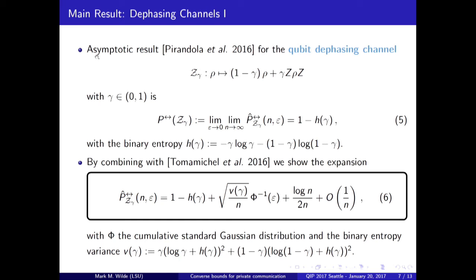So the first term here is the private capacity, and then the second order term is the backoff from capacity for finite n. So if epsilon is less than a half, then this function right here is negative. This is the inverse of the cumulative Gaussian distribution function. So for epsilon less than a half, this is negative, and this term is characterizing the backoff from capacity. And this term here is something called entropy variance, and you can think of it as like the fluctuations about an ideal noiseless channel. And we even have a third order term, which we recover by connecting with this previous work of Marco.